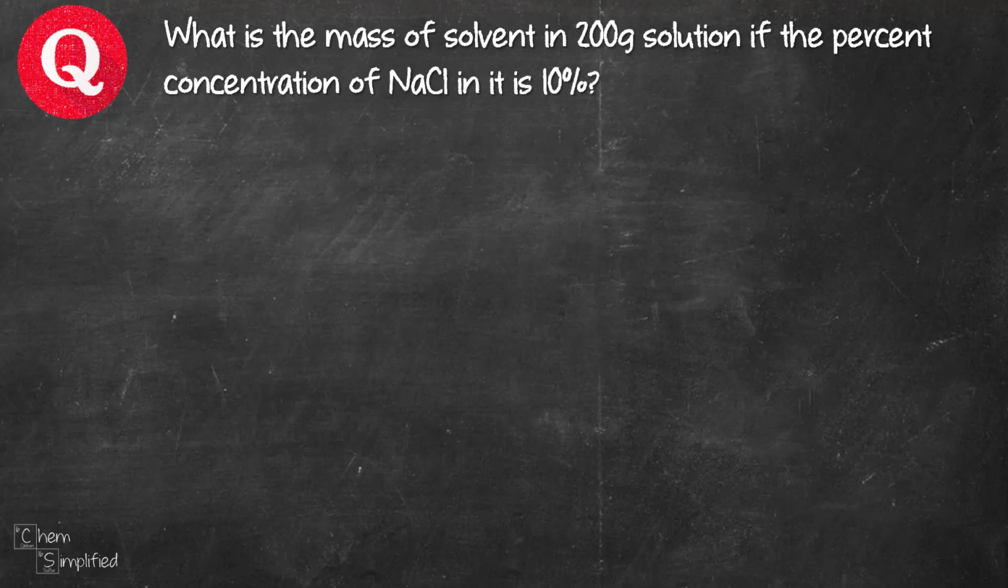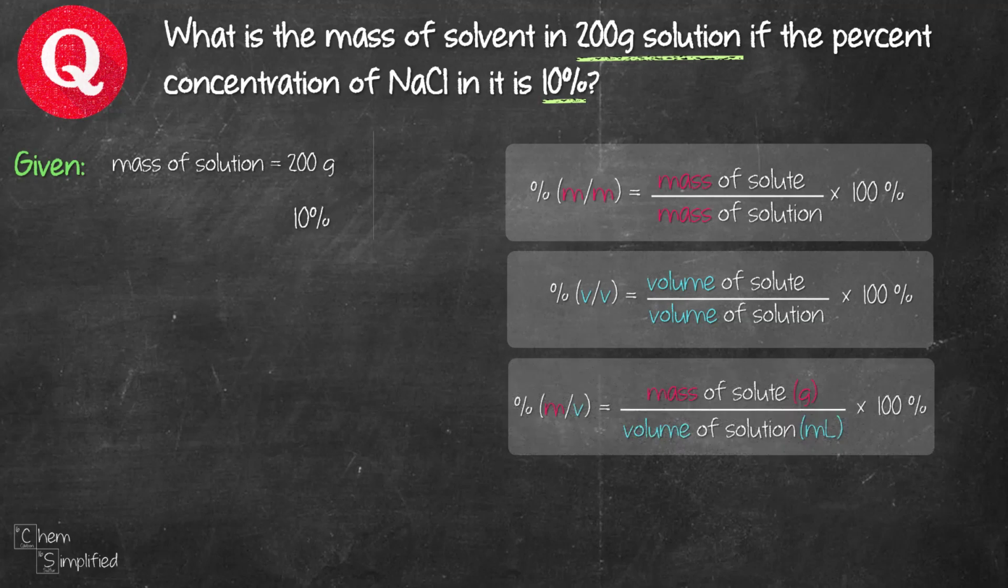It's asking us to find the mass of the solvent in a 200 gram solution if the percent concentration of NaCl is 10%. So basically, before we start solving any question, we want to first look at what is given. We know we have 200 grams of solution, so that would be the mass of the solution. And then we're also told that the percent concentration of NaCl is 10%. Now the thing is, there are three formulas for percent concentration, and we need to figure out if that 10% is for percent mass, percent volume, or percent mass volume. The way to figure this out is to read the question properly.